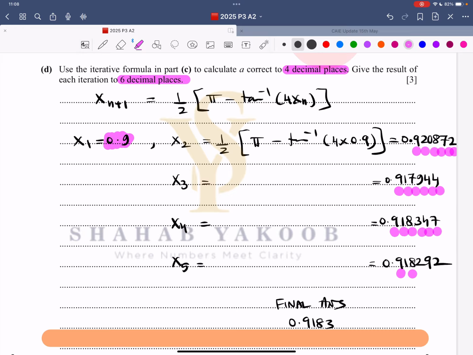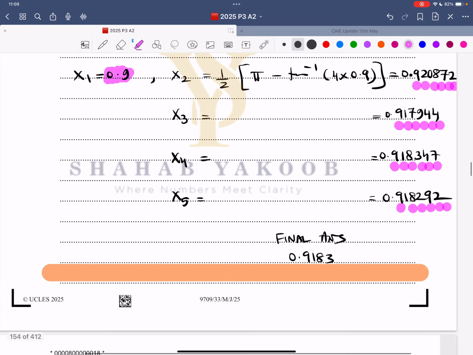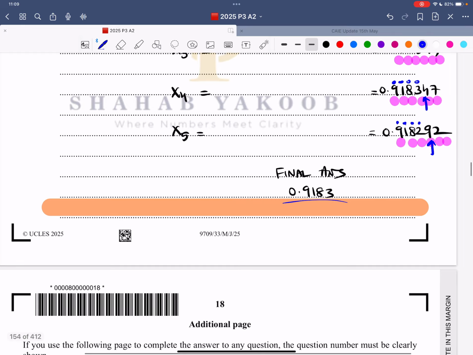then 0.918347, then 0.918292. Now over here, we see that this working is giving me 1, 2, 3, the 4th decimal place, that's 918, 918 and 2. So the final answer, actually my bad, it is 4, not 3. So this is 0.9183 and then focus on 4, 0.9182, then focus on 9. So both of them are rounding off to this thing. So that is the final answer, correct to 4 decimal places.